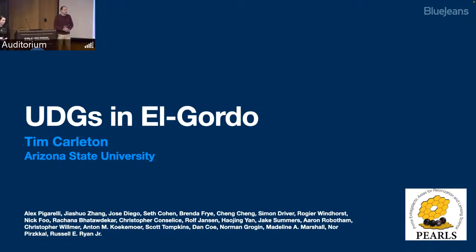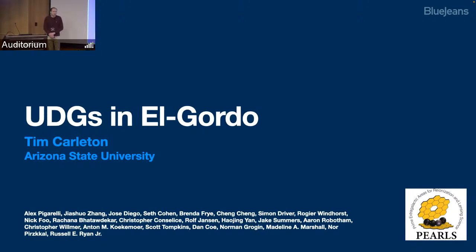Thank you, yeah. It's really been an honor to sit here and listen to all the great talks that are describing all these great results from this observatory. And again, I'm grateful for all the work that everyone's put into making all this happen. It's really amazing to see. So yeah, I'm Tim Carlton at Arizona State University, and I want to talk to you today about ultra-diffuse galaxies, or UDGs, in the El Gordo cluster.